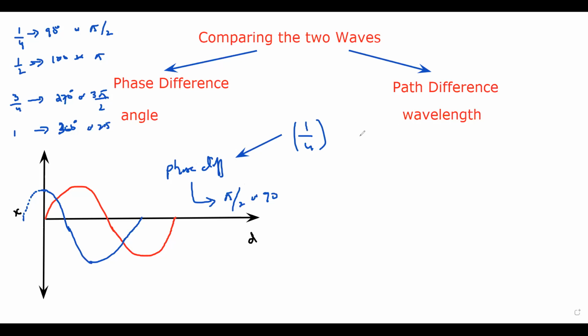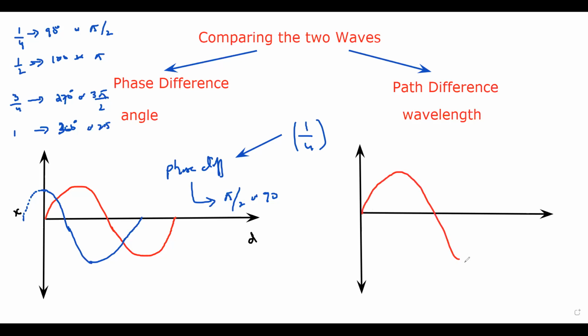But what is path difference? Path difference means in terms of wavelength, not angle. Angle is for phase. Path difference is in terms of wavelength. So for example, we have two waves. This is the first wave. I'm using the same figure. And in blue, we have the second wave.